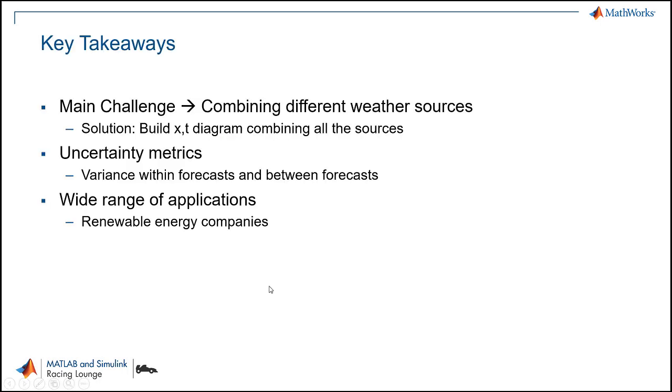Our key takeaways were that our main challenge was how to combine all those different weather sources, and we came up with a solution for that. We built an XT diagram, a distance and time diagram, where we combined all the sources, and we had our little time-distance boxes in which we could see the different outputs of the different sources. We also had a metric for the uncertainty of the different sources: the variance within the forecast and the variance between the different forecast sources.